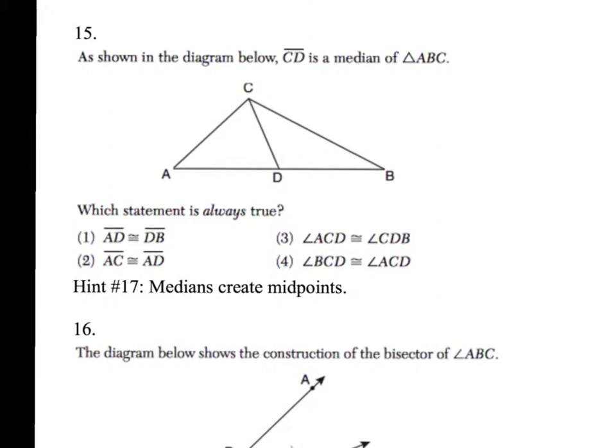Here's the word median. Medians create midpoints, so these two sides are exactly the same. Which statement's always true? That AD is congruent to DB. It's the first one that's there. That's a quick one. If you just know your definitions, bang, done.